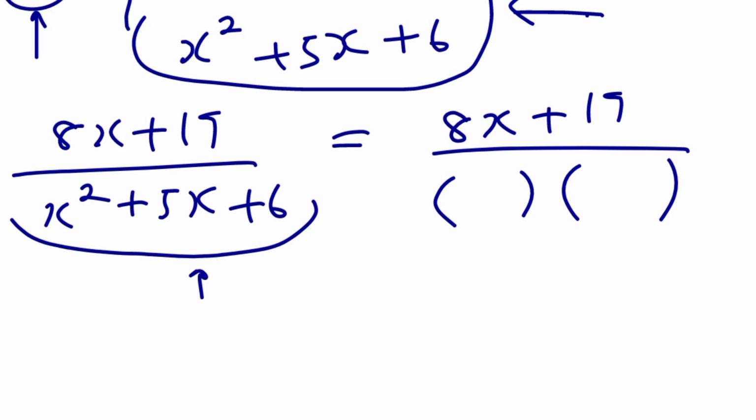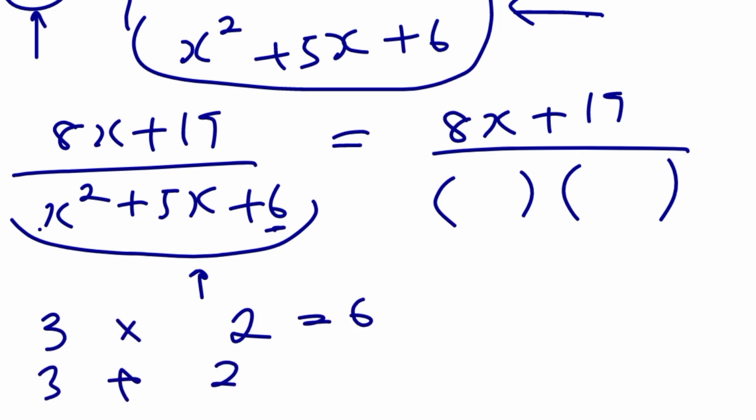We know that x squared has a coefficient of 1, and the constant is 6. 1 times that 6 becomes 6. So our main target here is to find values that, when we multiply them together, give us 6, and when we add them, give us 5. So we take 3 and 2. If we say 3 times 2, what is it going to give us? 6. Now 3 plus 2 is going to give us 5, which is this.